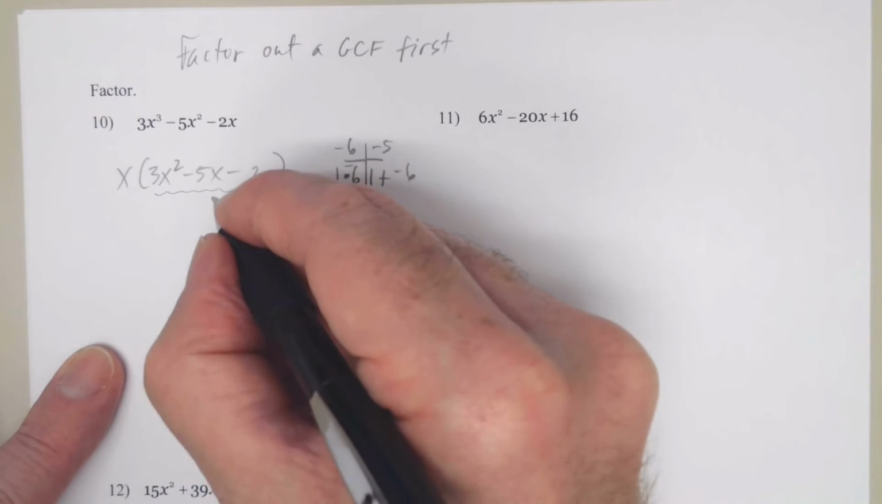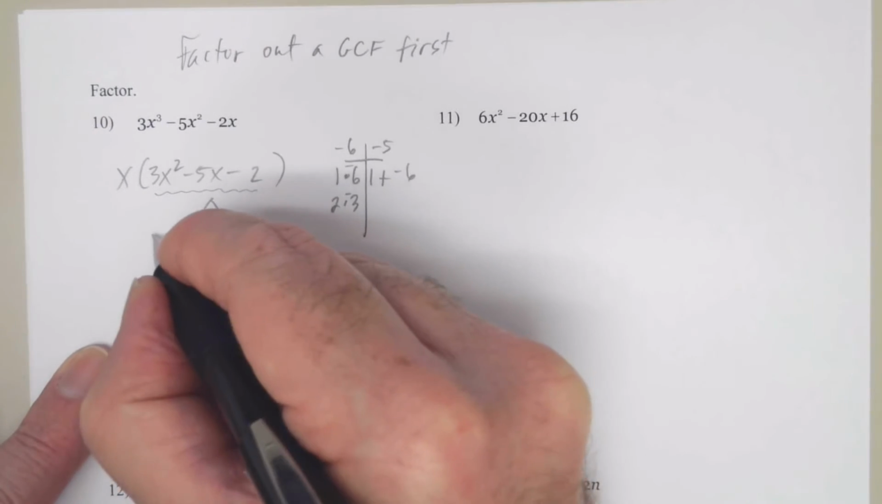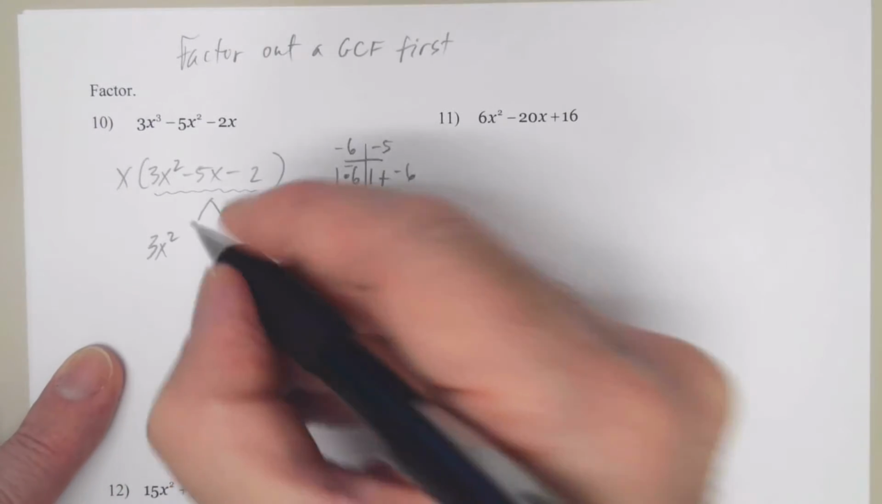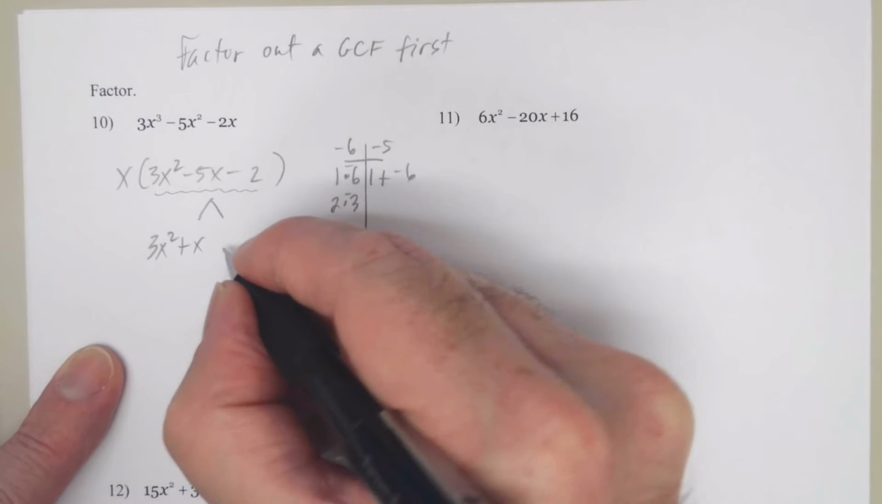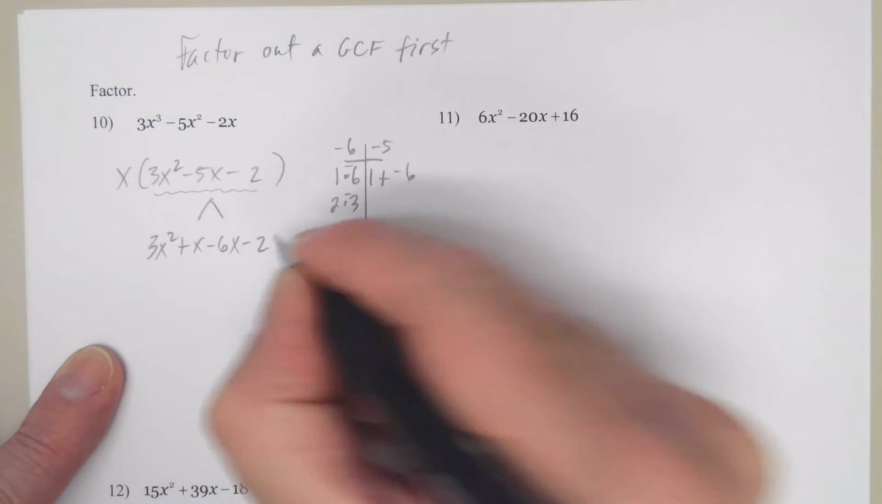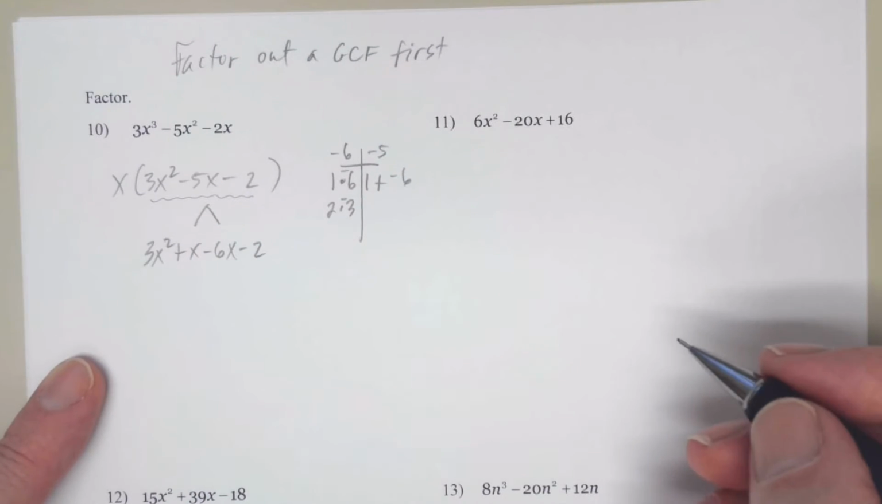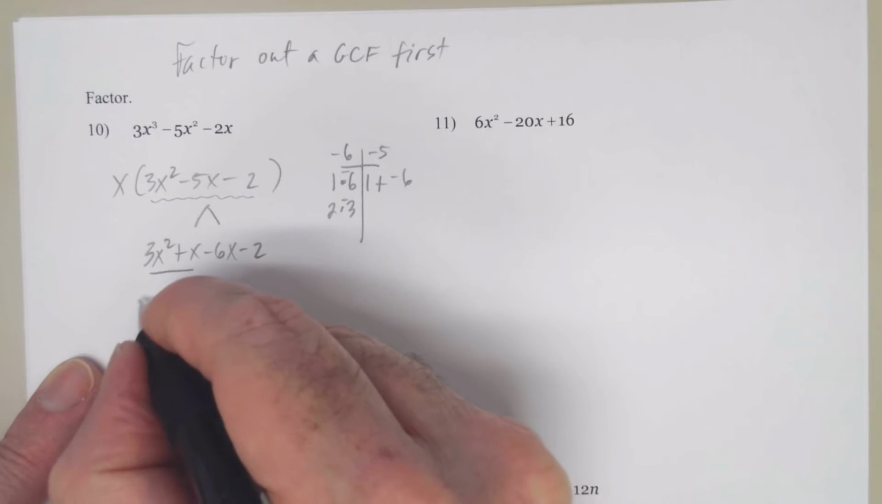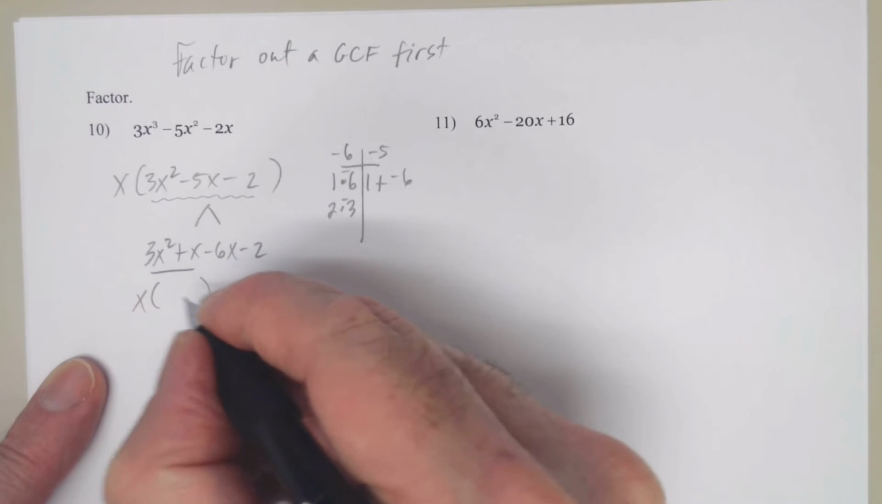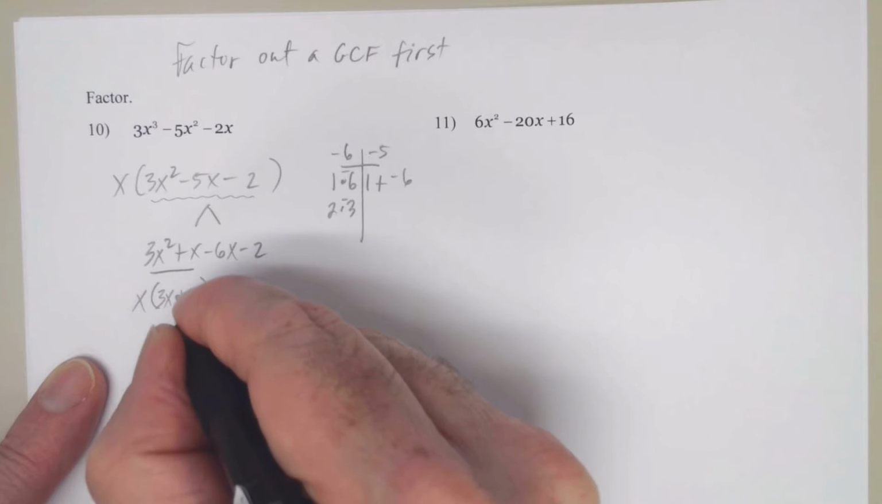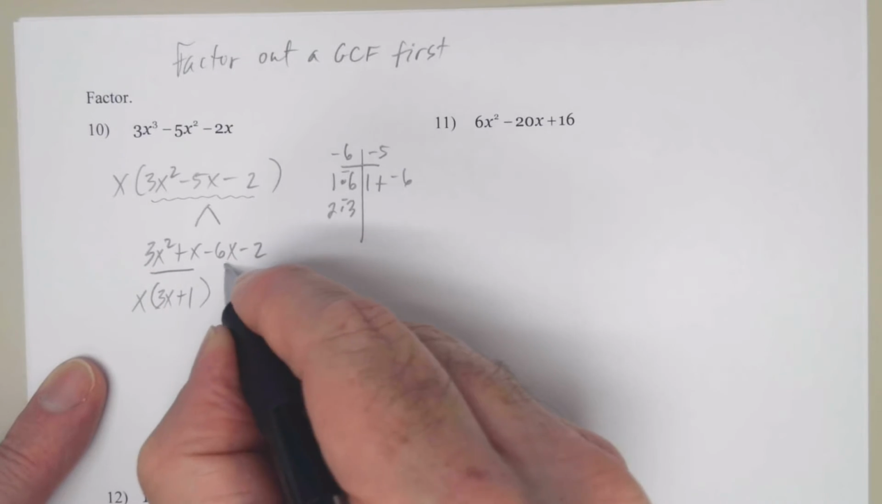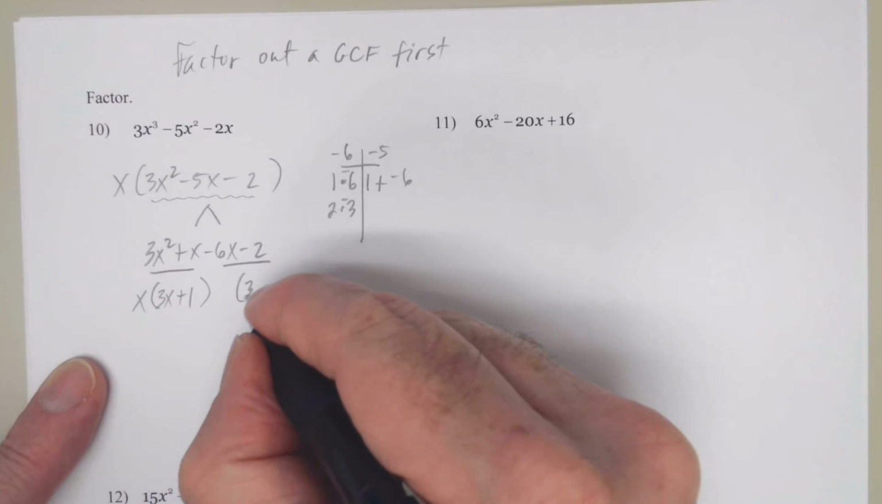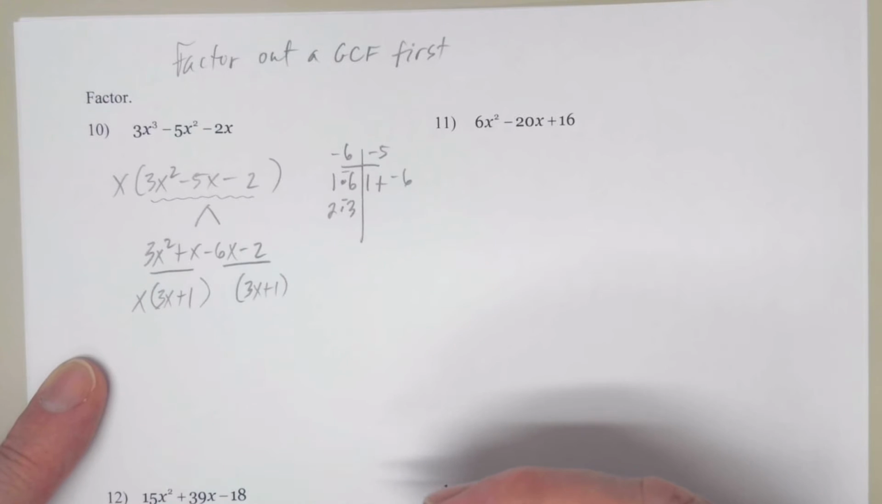And so we're good. We can go ahead and split our b term. We have 3x squared plus x minus 6x minus 2. So now we'll factor by grouping. We can factor out an x. It'll be x times 3x plus 1. So when I factor here, I'm expecting a 3x plus 1.